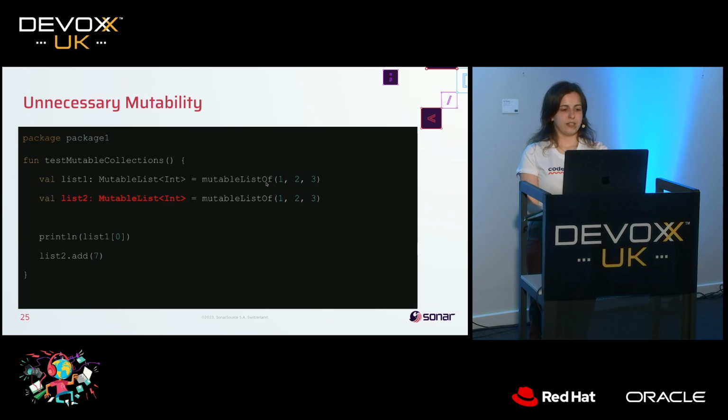And then we will check the second list. We'll find out that there is list end, so we cannot replace it easily with list of because we will break the compilation here. So here we won't report an issue.